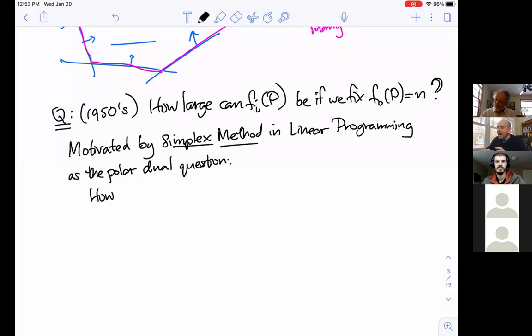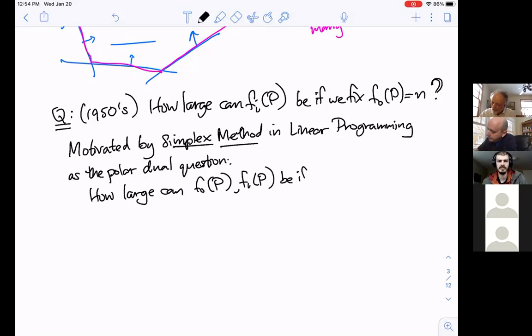They weren't asking how many higher dimensional faces you can have if you fix the number of vertices. They were really asking how many vertices and edges, low dimensional faces, you can have when you fix the number of d-1 faces. How large can the number of vertices and the number of edges be if we fix f_{d-1} of P to be n? So f_{d-1} is the number of top dimensional boundary faces.